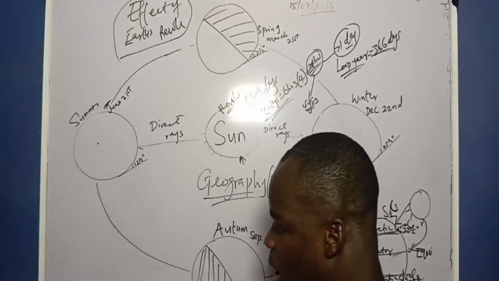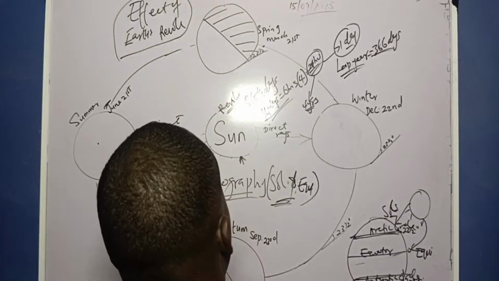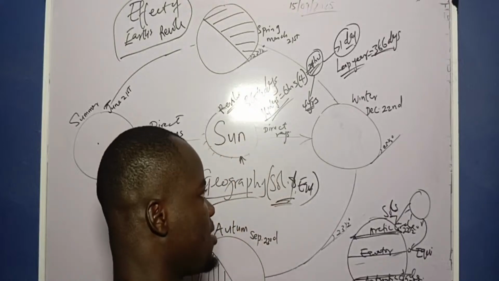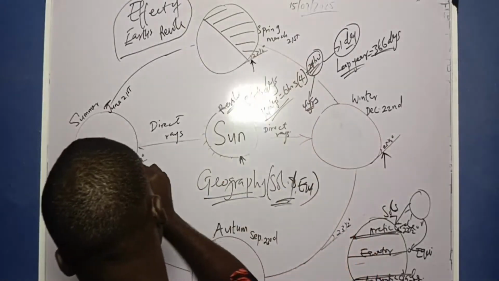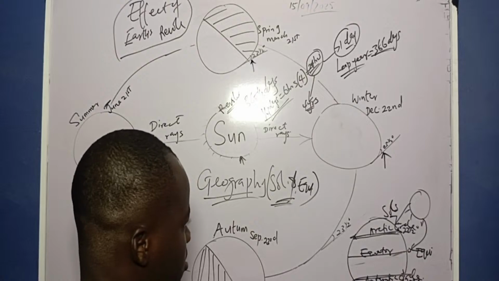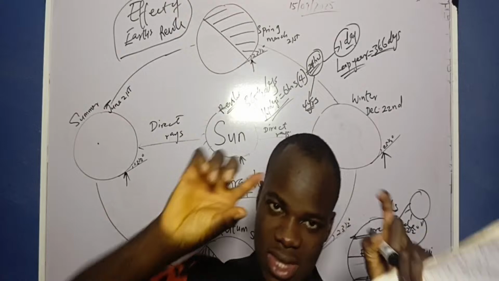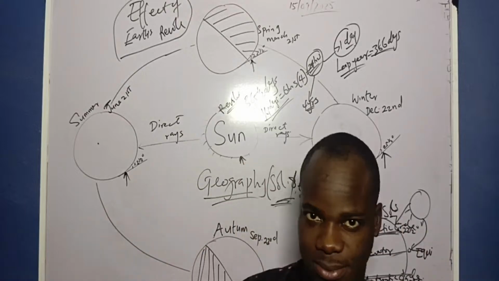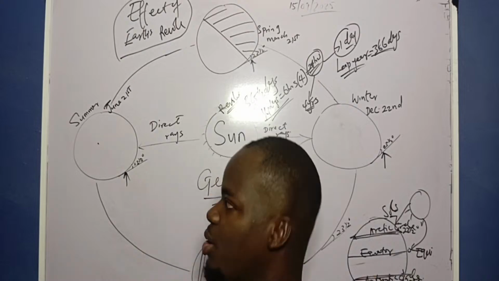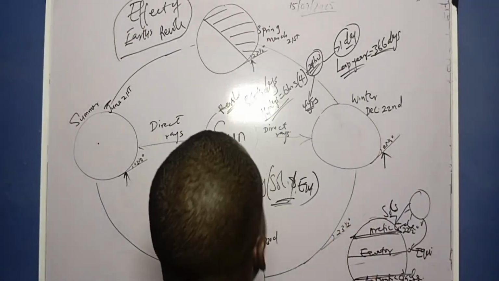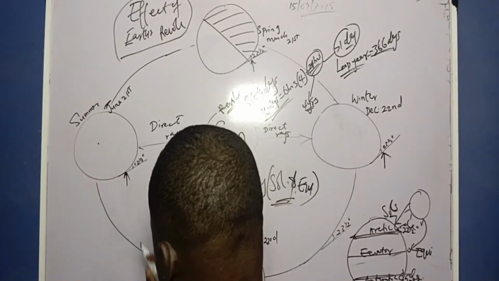So why do we normally have these situations? It's as a result of the angle of the Earth's tilt. The Earth is tilted at this angle. You can see how I wrote it. So because of this tilted angle of the Earth, the way the Earth is positioned, because our Earth, if you draw it accurately, is positioned at an angle like this.